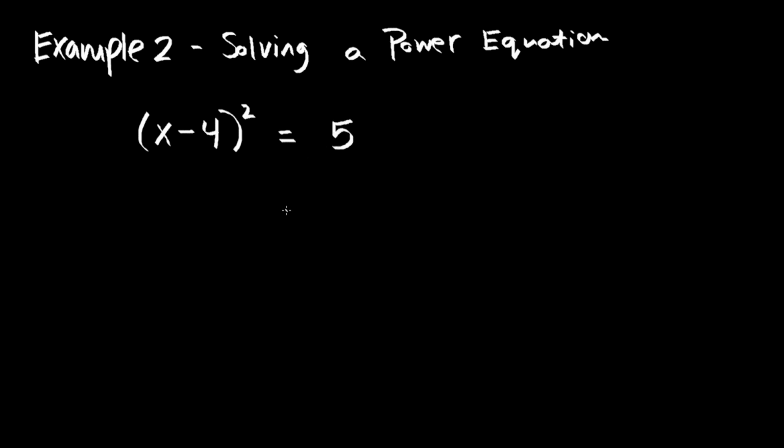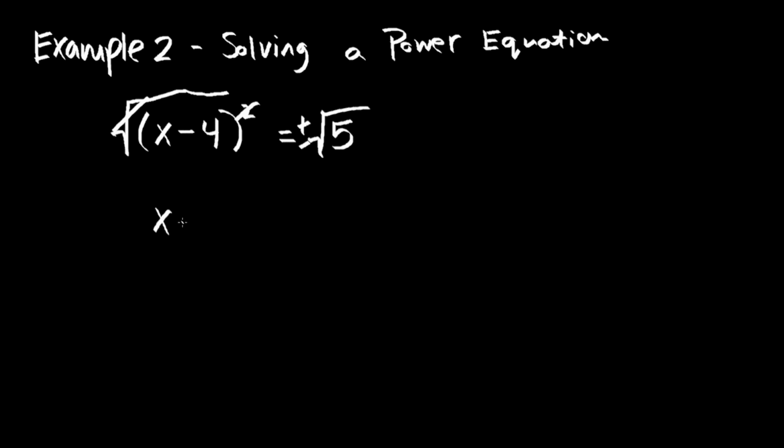Okay, so we have (x - 4)^2 is equal to 5. In order to solve for x here, we first have to get this square out of the way. Like we've shown before, we're just going to take the square root of both sides. Now, remember, as just mentioned, when you're solving a power equation, if you have an even power, you're going to have to deal with the positive and negative when you take that even root.